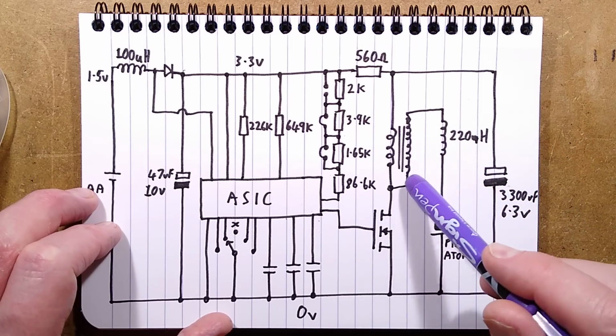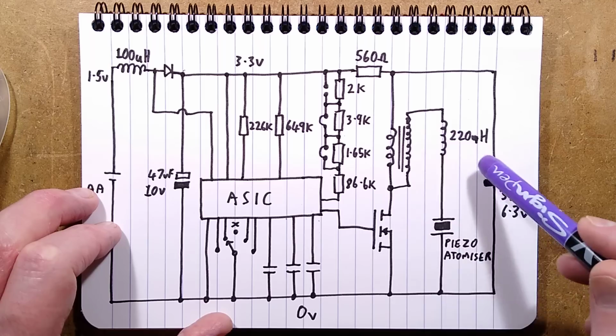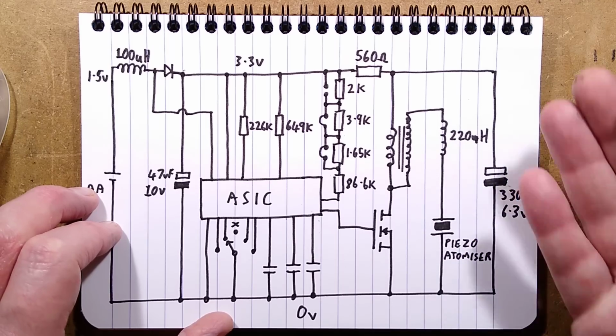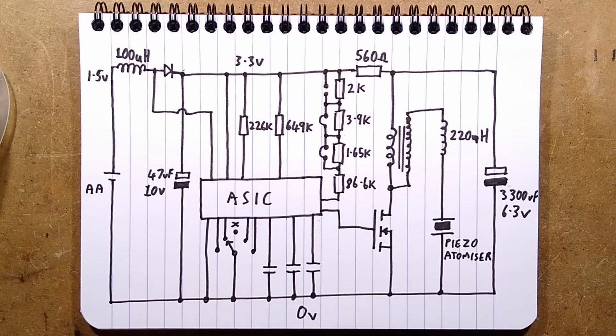There's a little transformer that steps the voltage up, and then there's an inductor, 220 microhenry in series with the piezoelectric donut that just atomizes the liquid. Now, I can show you some waveforms.